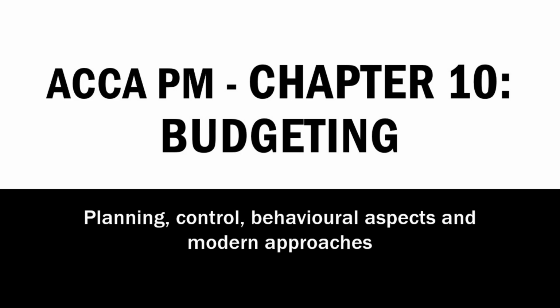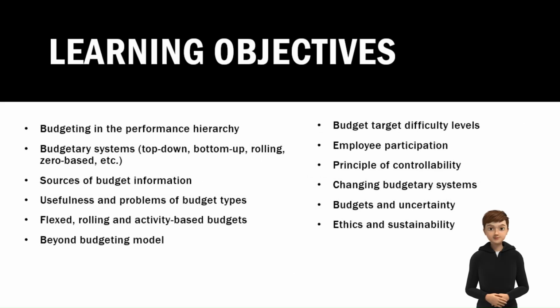By the end of this lecture, you will be able to understand budgeting and the performance hierarchy, explain the main systems, identify sources of information, evaluate budget types, prepare flexed, rolling and activity-based budgets, explain beyond budgeting, discuss target difficulty, participation and controllability, describe the challenges in changing systems, show how budgets handle uncertainty, and consider ethical and sustainability issues.